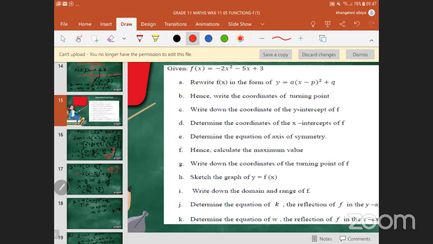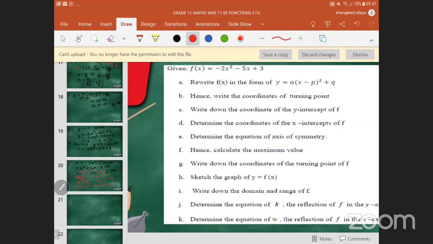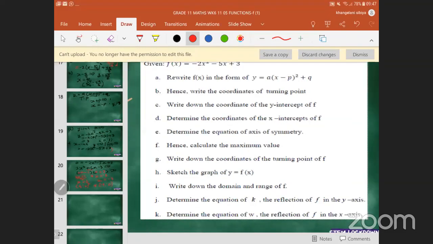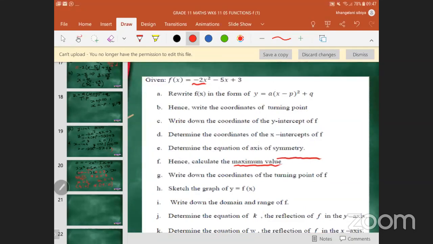So now what we have to do is simply write it down. What I wanted you to understand with this question is that when we talk about the x value of a turning point, we are talking about the axis of symmetry. When we talk about the y value of a turning point, we are talking about the maximum value. It can be a maximum or a minimum, depending on the shape of the graph. But since our a here is negative, it will give us a maximum, because it will be a sad face. It will be something like this.